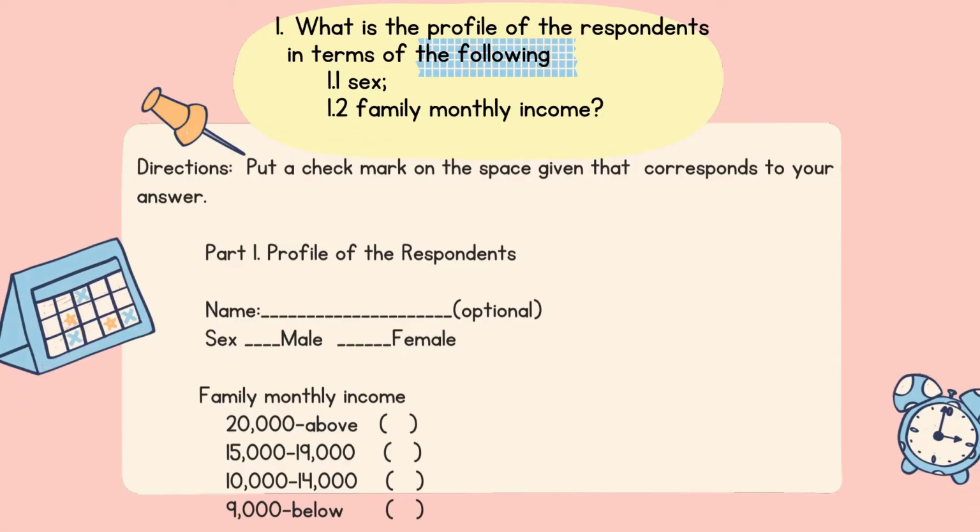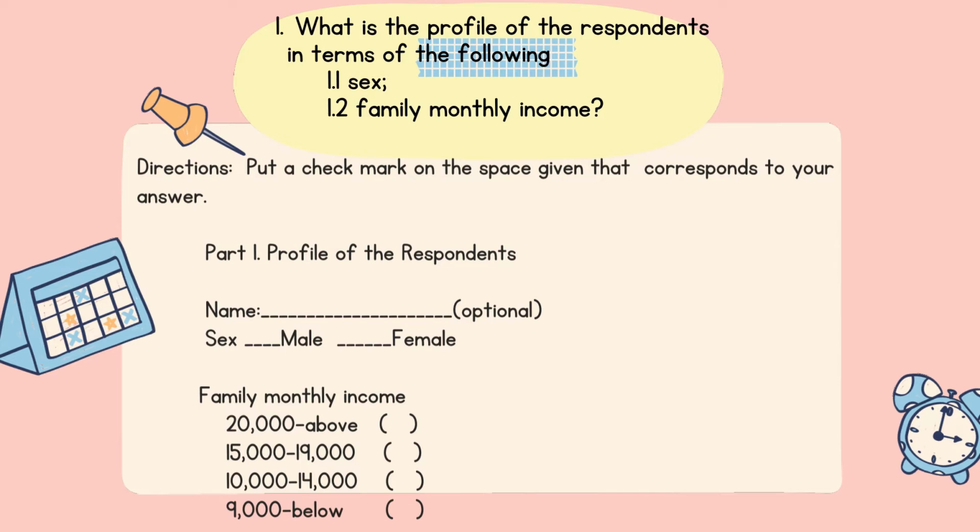Let us now start writing your questionnaire checklist. So let's focus first on the statement of the problem number 1. There are two variables. We have sex and monthly family income. So meaning the first part of your questionnaire checklist should focus on the respondent's profile, particularly the sex and monthly family income. First, you must provide the clear directions.